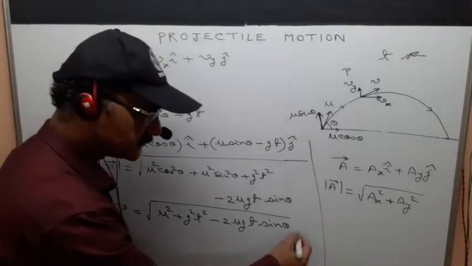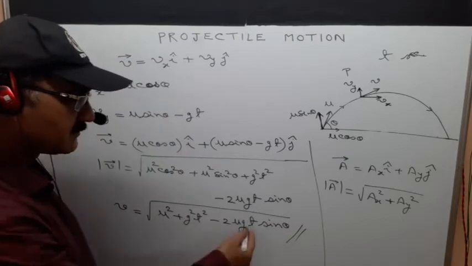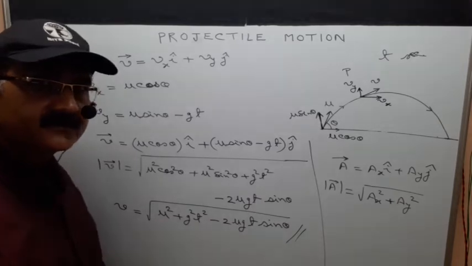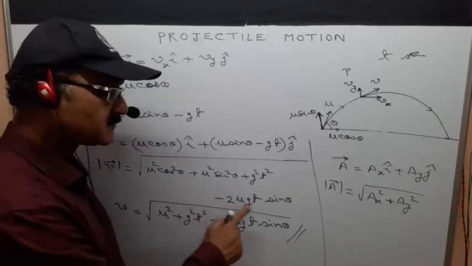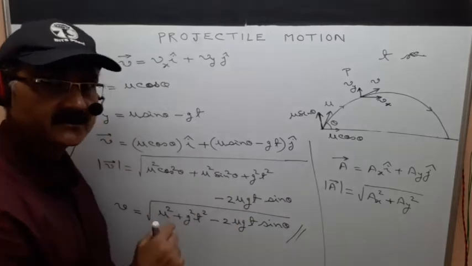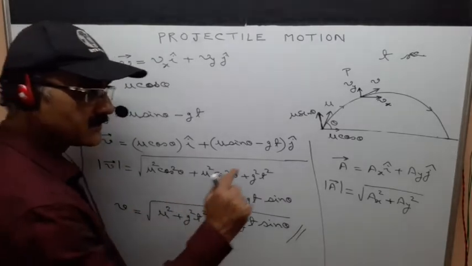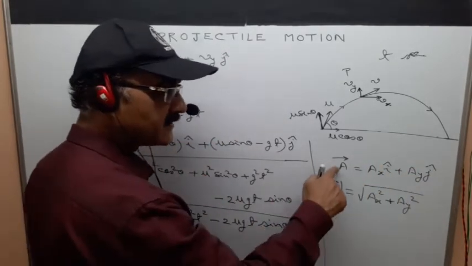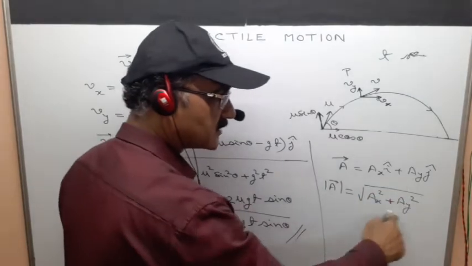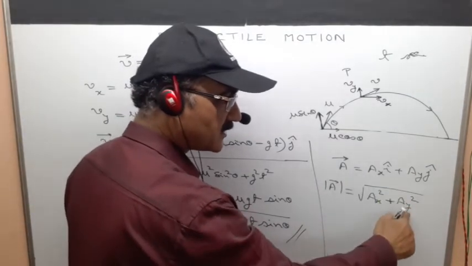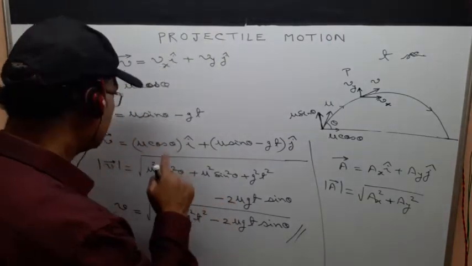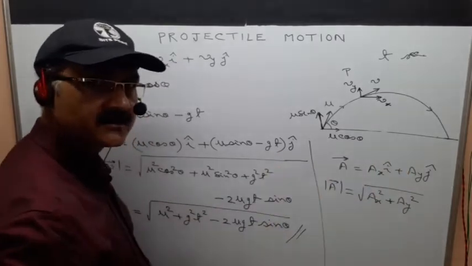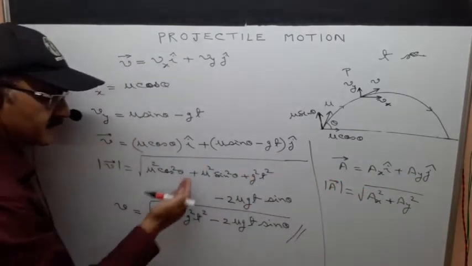Clear? See, it is so simple to find this. It will be so simple to remember how to find this. Why? Because we know if we have a vector like this in the i cap j cap form, we can find the magnitude simply using this square root of ax square plus ay square. Here we have found the velocity in terms of i cap j cap similar to this. So we use this formula to find the magnitude.